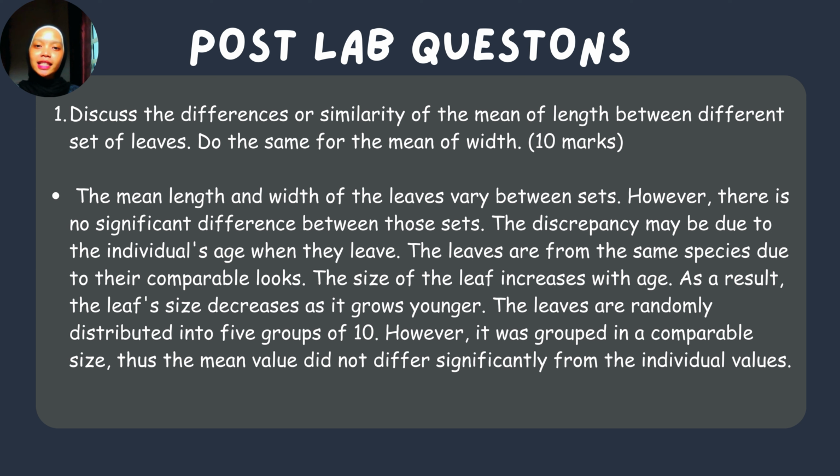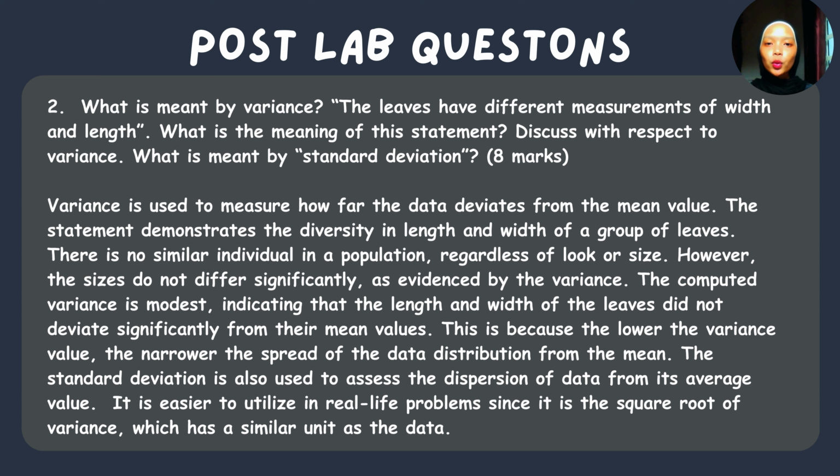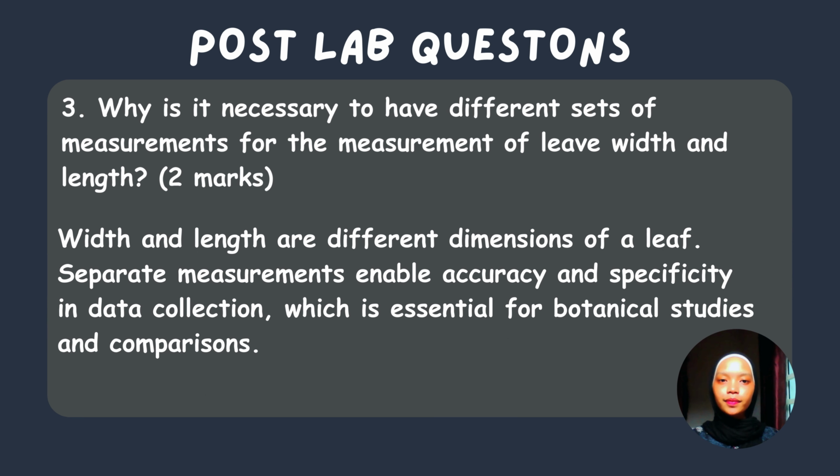Number 1. Discuss the difference or similarity of the mean of length between different set of leaf. Do the same for the mean of width. For question number 2, what is meant by variance? The leaf have different measurement of width and length. What is the meaning of this statement? Discuss with respect to variance what is meant by standard deviation. And the last question is, why is it necessary to have different set of measurement for the measurement of leaf width and length?